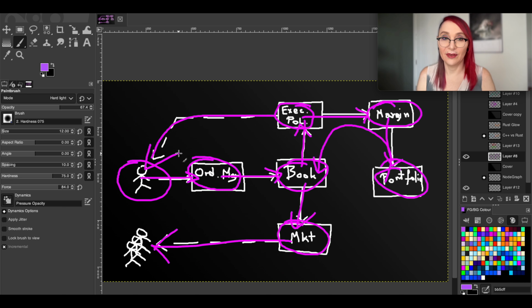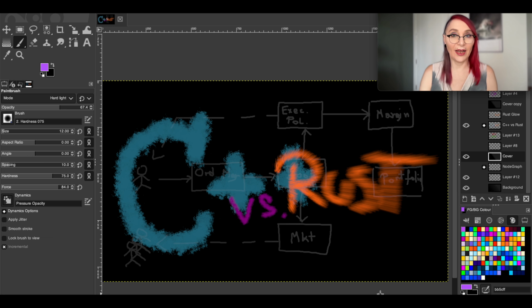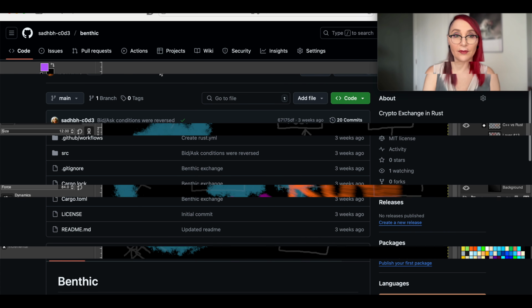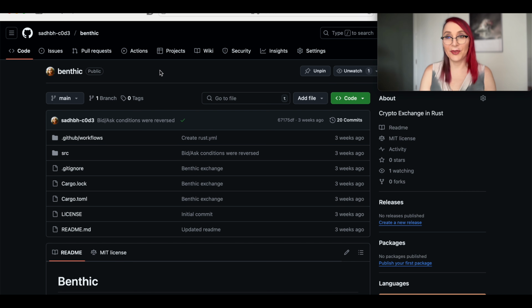All right, so this is my implementation of the exchange in Rust, and it's very straightforward and quite simple. I encourage you to browse the code in your spare time. The code is available on my GitHub in a repository called Benthic. Why Benthic? Because benthic is the bottom of the sea, the place where the crabs live. Okay, so this is my Exchange implementation in Rust.